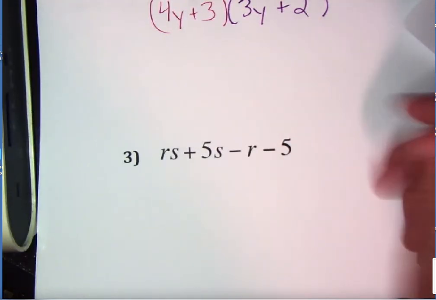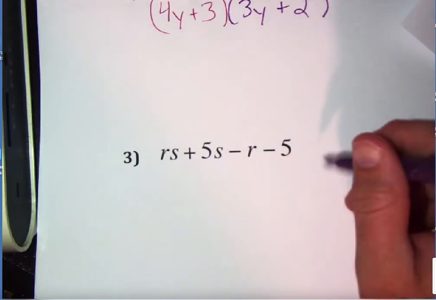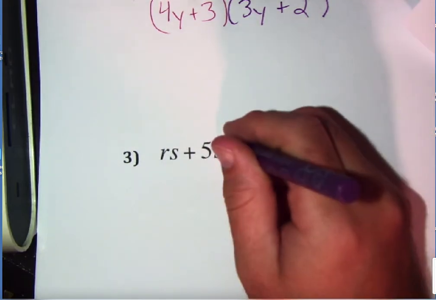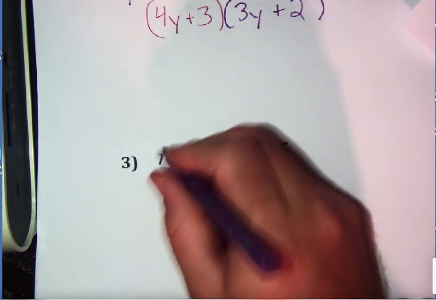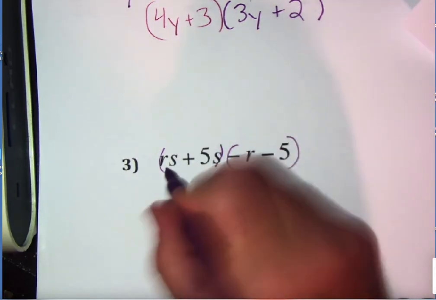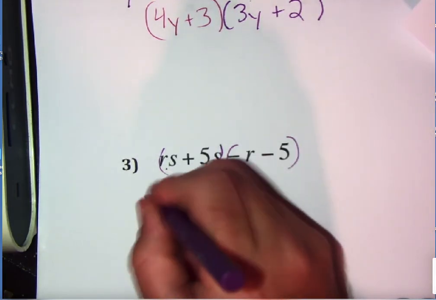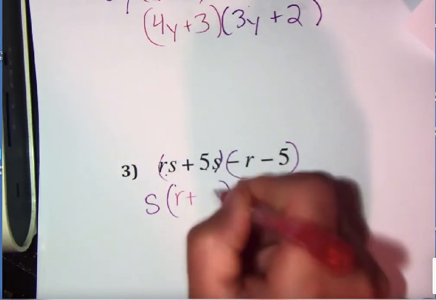Number 3. I want you to try this on your own. See if you can do it. Pause yourself. See if you can figure it out. I'm going to keep going. It's 4 terms. There's no GCF other than 1. It's 4 terms, so I'm going to try grouping. RS and 5S have a GCF of S. We're left with R plus 5.